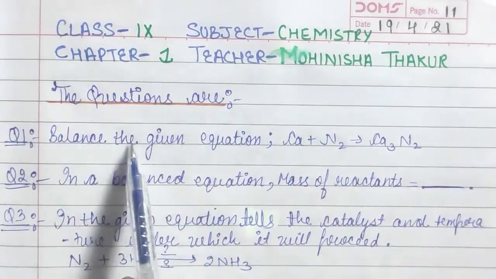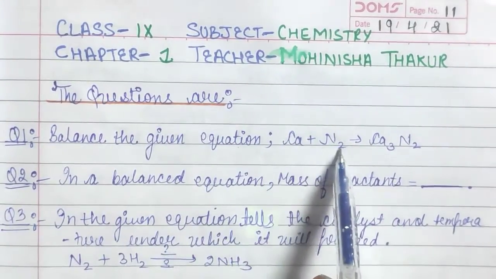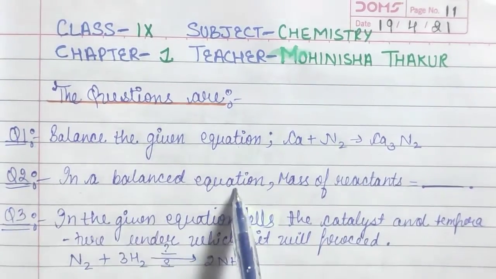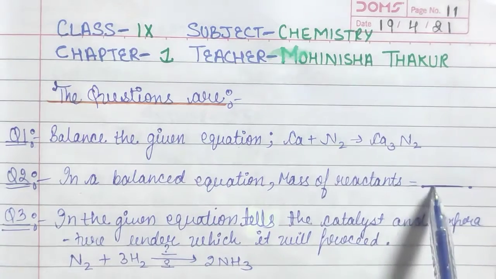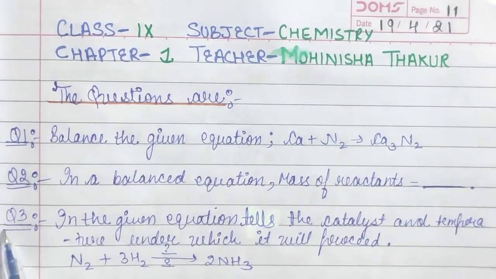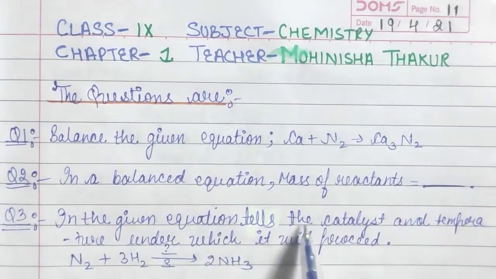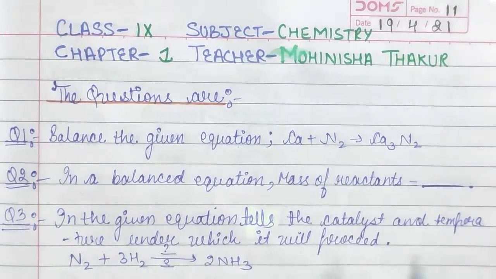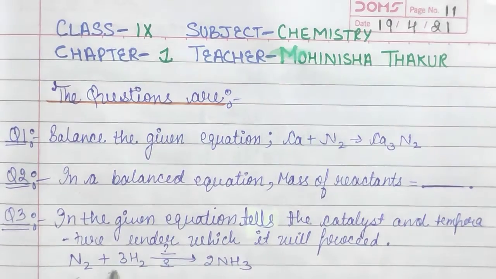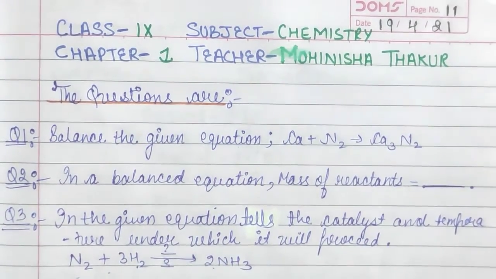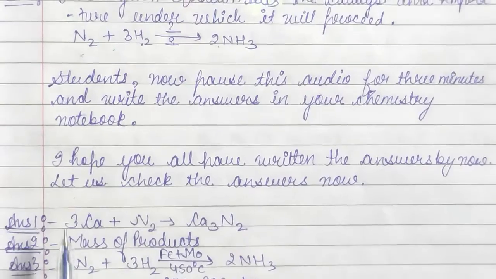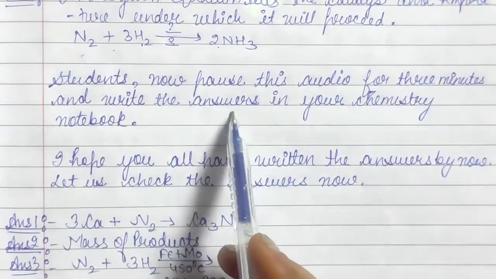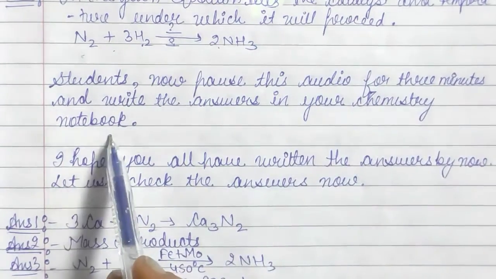Question number 1, balance the given equation: Ca plus N2 gives Ca3N2. Question number 2, in a balanced equation, the mass of reactants is equal to dash. Question number 3, in the given equation, tell the catalyst and temperature under which it will proceed: N2 plus 3H2 gives 2NH3. Students, now pause this audio for 3 minutes and write the answers in your chemistry notebook.